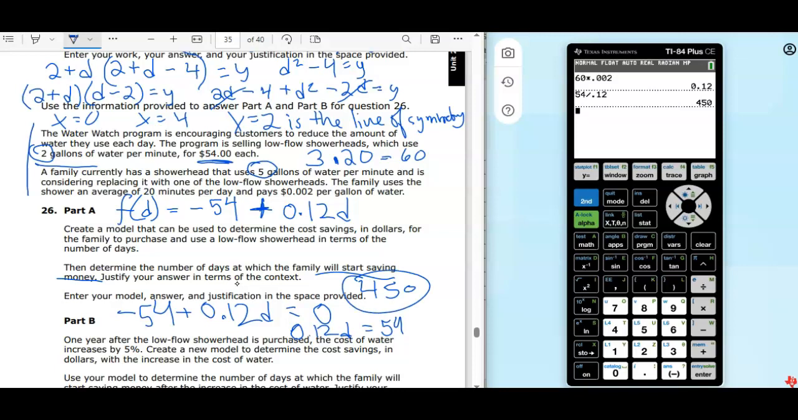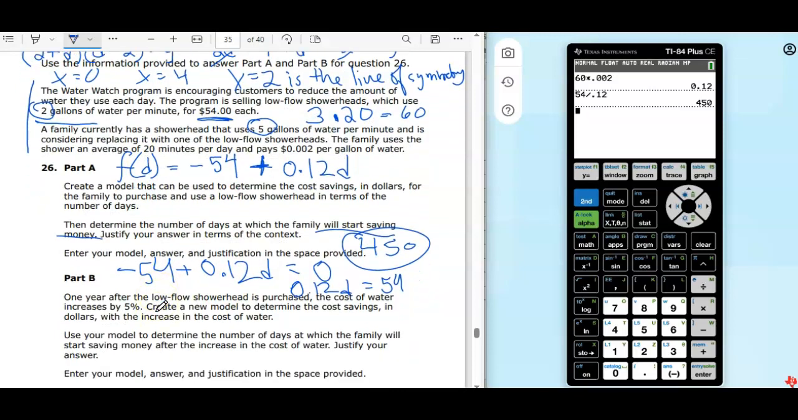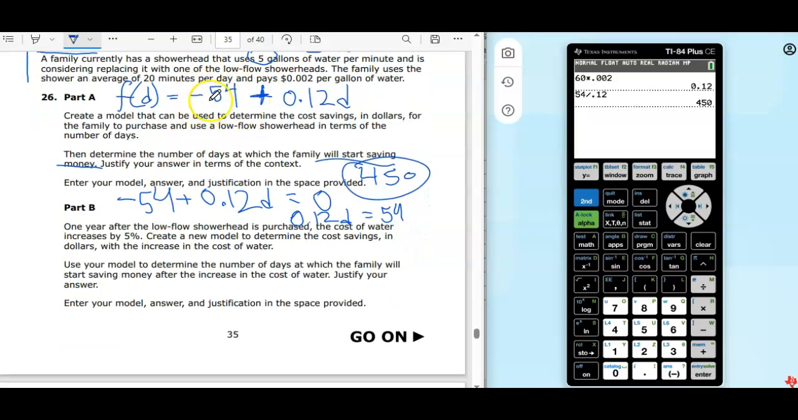And so after 450 days of using my new low flow shower head, which is over a year, no longer new, I'll start to save money with a shower head. So it might take some time, but we'll eventually get to breaking even with that cost of $54.